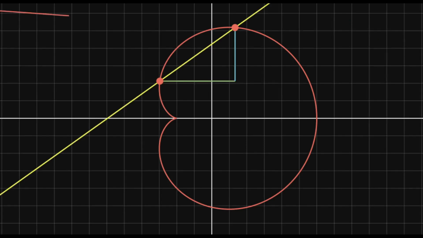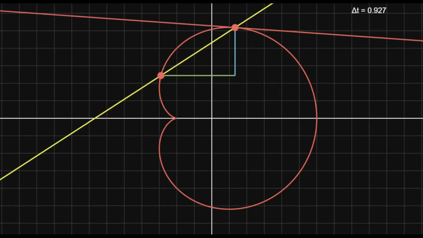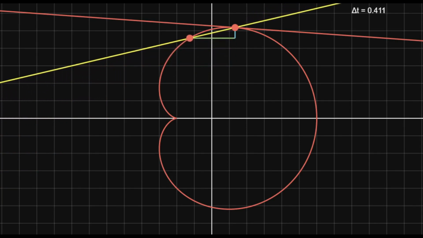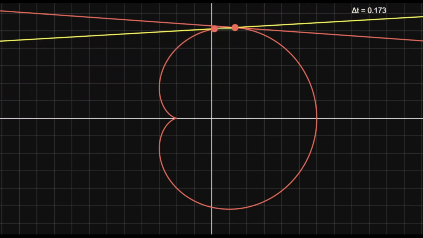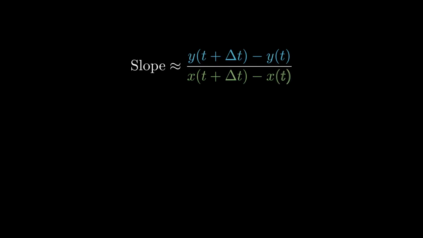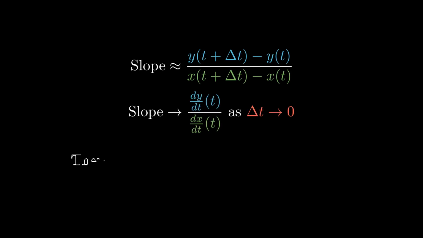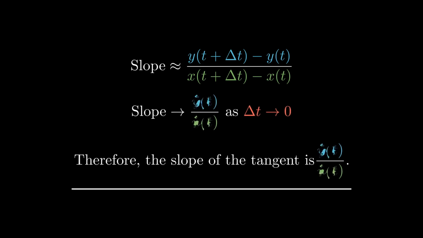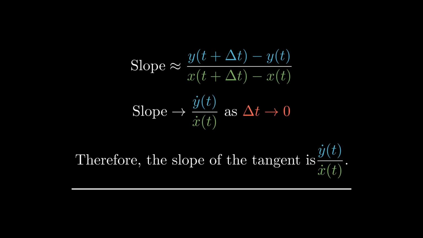However, this is only an approximation. As delta t approaches 0, or as the 2 points get closer, this approximate slope gets closer and closer to the true value. In the limit, the finite differences in the slope formula become derivatives of x and y with respect to t, yielding our final expression for the slope of the tangent. From now on, I'll be using this dot over a function to represent its derivative with respect to t. It'll make our calculations a bit simpler.